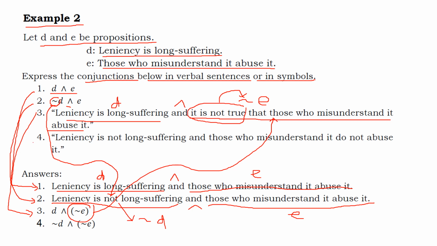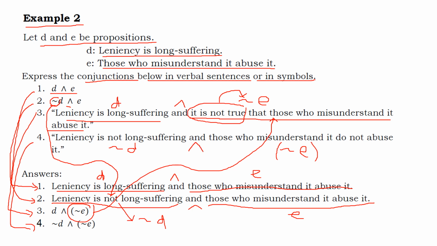Now, for number 4, leniency is not long suffering, and those who understand it do not abuse it. As you can see, there is a "not" for both of your propositions. So we apply your negation to both your proposition D and E. So there is a negation D here and negation E. As you can see, inside the parentheses, there is a negation E there. And we use conjunction here.